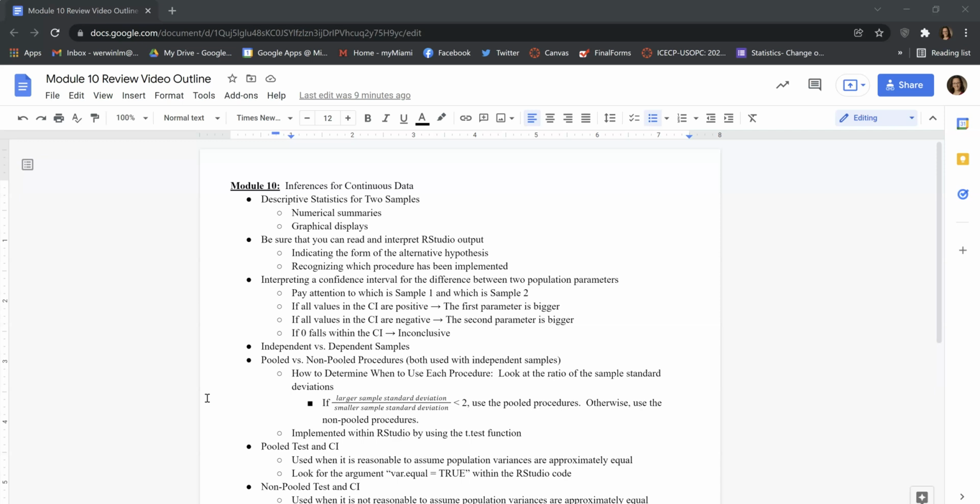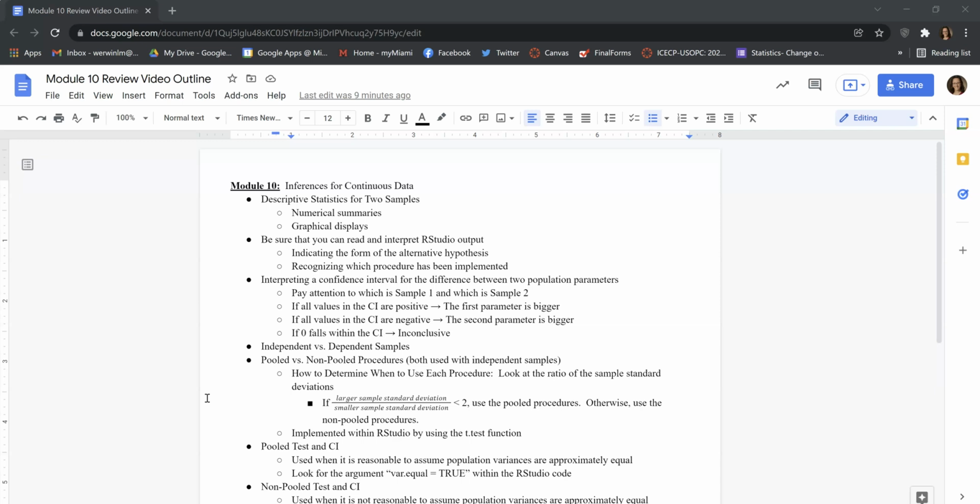In Module 10, one of the big things when you're comparing means from two samples, the first thing you need to do is identify: do you have independent or dependent samples? Because that will guide your choice of procedure. Independent samples, it's just what it says. There's no natural pairing, no dependency, no relationship between the elements of either sample. And so, if you have independent samples, you can use either the pooled or non-pooled procedures.